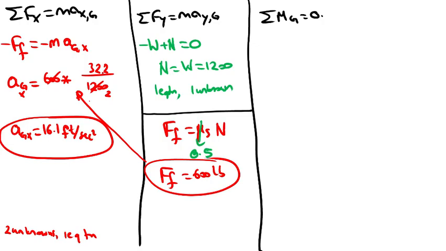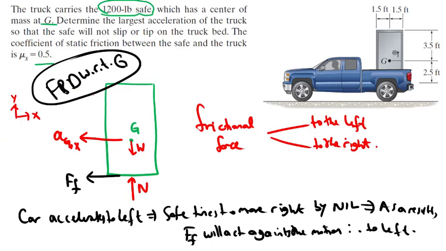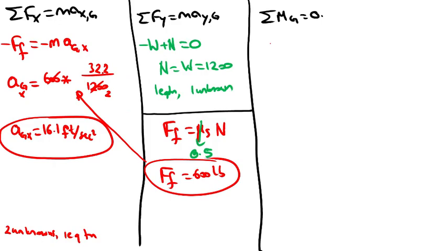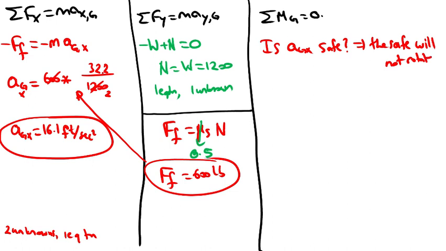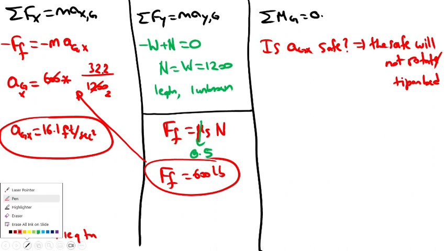Okay, but the problem is we have found the acceleration. There is no problem, but is it safe? So is this a_Gx safe? Safe means that the safe will not rotate, or tip, on the bed. Is it safe? And to find this, we are going to use the moment equation.